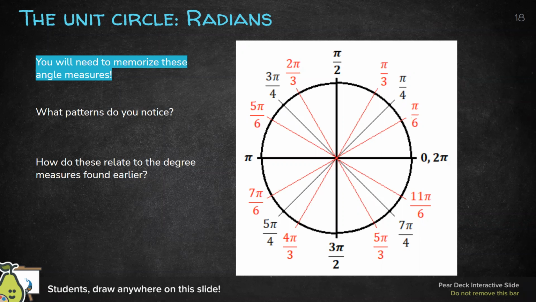You also are going to need to memorize these angle measures. Remember that a radian is just the circumference of that same angle measure. It's the same thing. Pi over 6 is equivalent to 30 degrees. It's just in a radian measure. So take a second. Let me know, what patterns do you notice? And how do these relate to the degree measures found earlier as we worked through the unit circle in degrees?